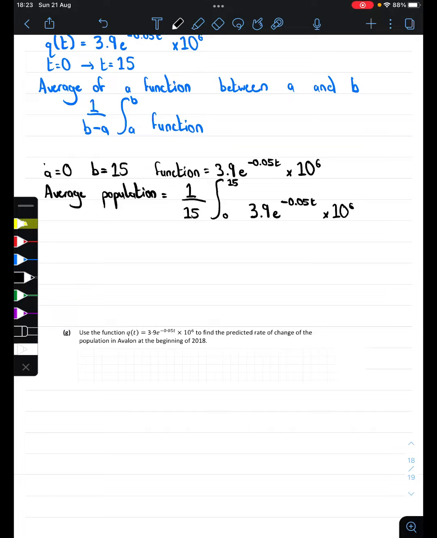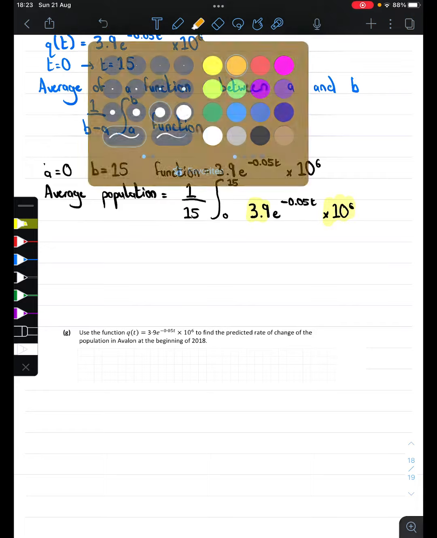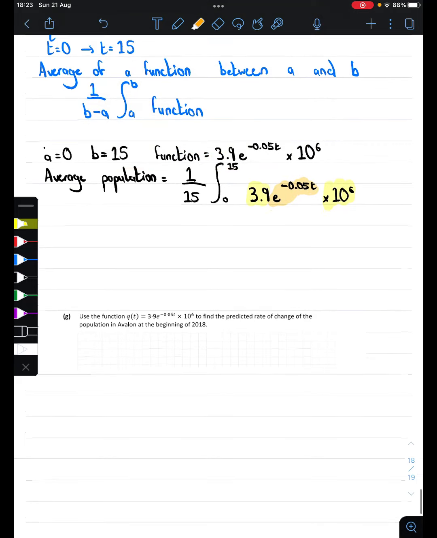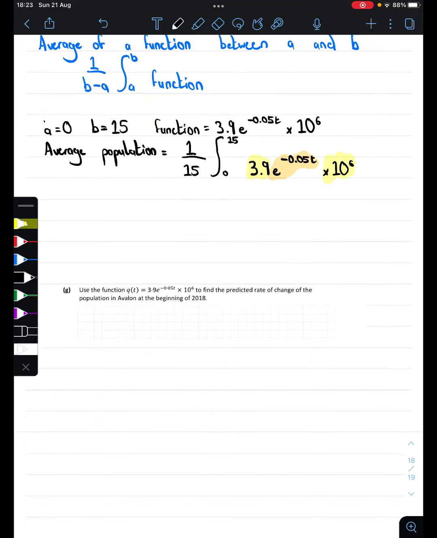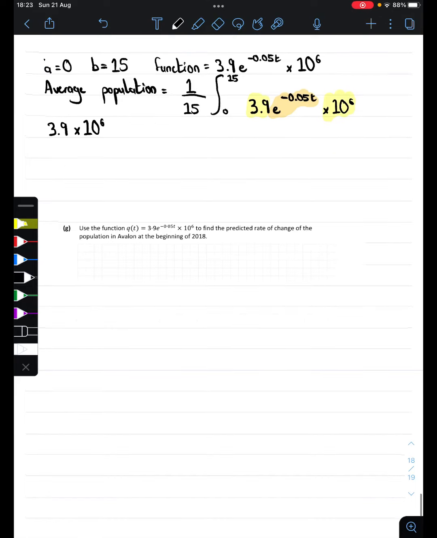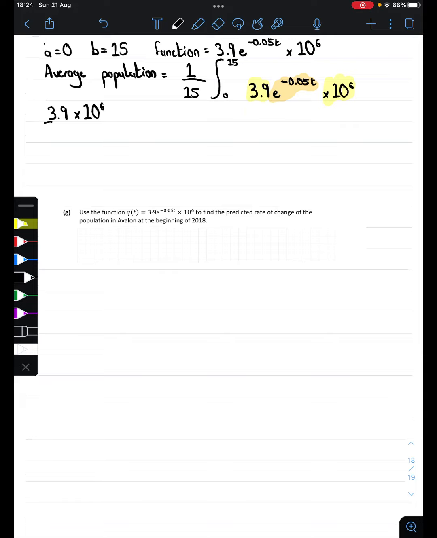Well, so we can take out this constant 3.9 by 10 to the power of 6, and then we're just left with e to the minus 0.05 t. So if we take out this constant, we'll get 3.9 by 10 to the power of 6, because with an integral, you can always just take out the constant. Same with the derivative. You can take out the constant and then just put it back in later. Over 15 times the integral from 0 to 15 of e to the minus 0.05 t dt.